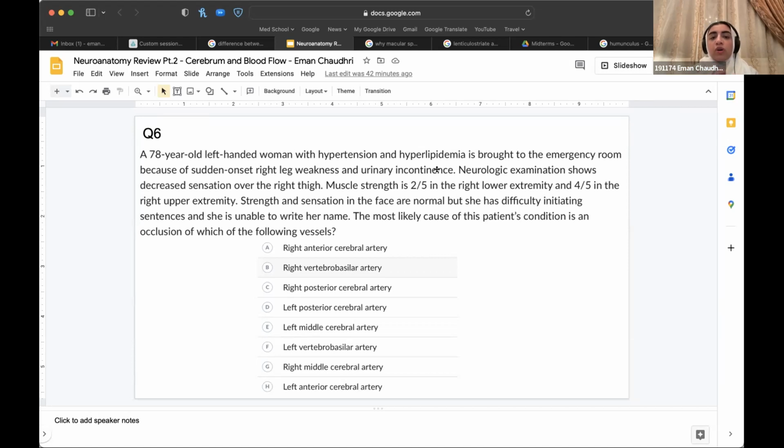So we know her right side is affected and it's her right lower limb. And like Nasser said, the anterior cerebral artery is usually responsible for that part of the cortex because, again, remember the homunculus and remember the fibers that are responsible for motor and sensory control for the lower limb. They're more medial, and medially you have the anterior cerebral artery, right? So now the question is, if you know it's anterior cerebral artery, is it right or left?